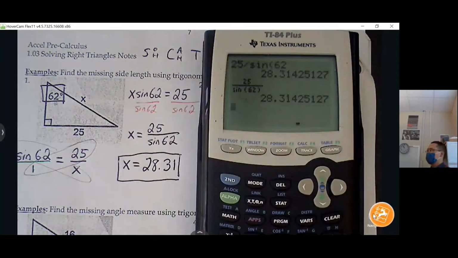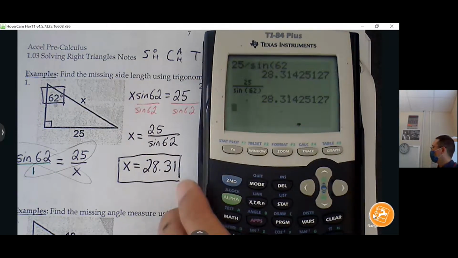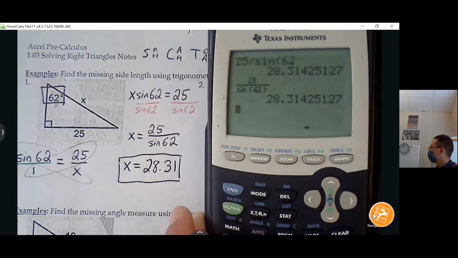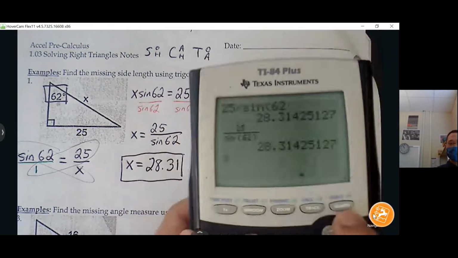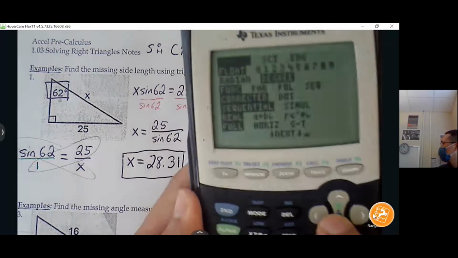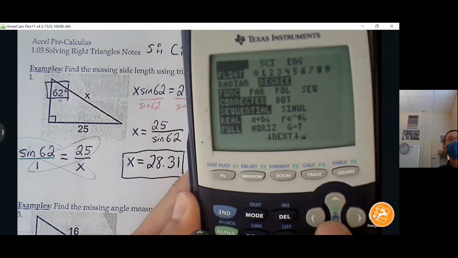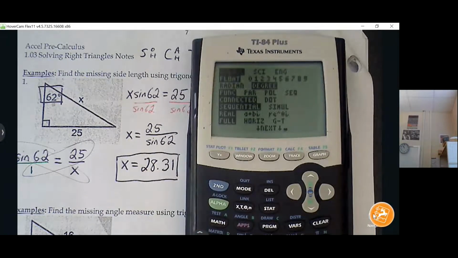Does anyone have any questions about the graphing calculator? You don't have to use it, but it's just a nice feature to have. It should be in degree mode. Via the graphing calculator, you can go to mode, and then scroll down to that degree. You see that? Okay, so that's how we find a missing side.